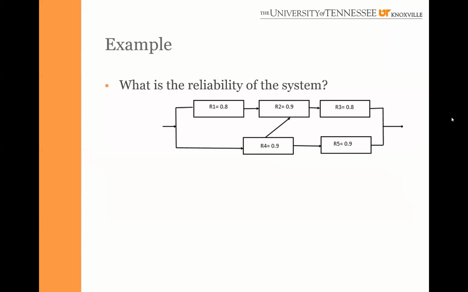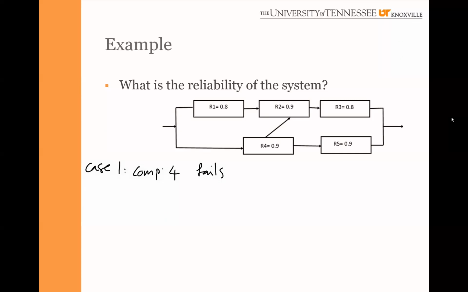All right, as you all saw, these can get a little bit tricky. So let's see. This is the way I did it. I conditioned on 4. So my case 1 was component 4 fails. Right? If 4 fails, it's super simple, right?